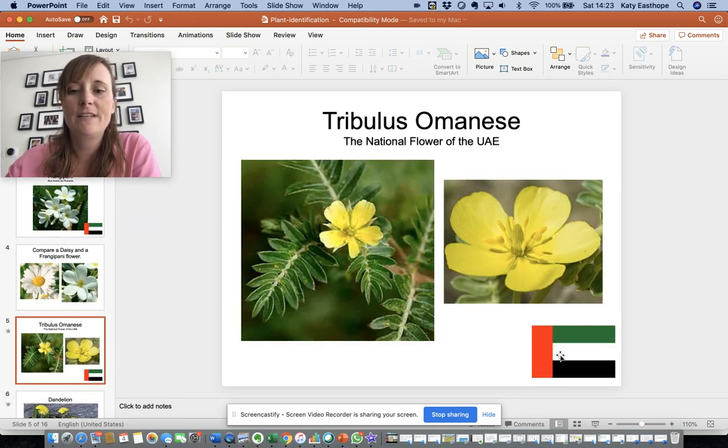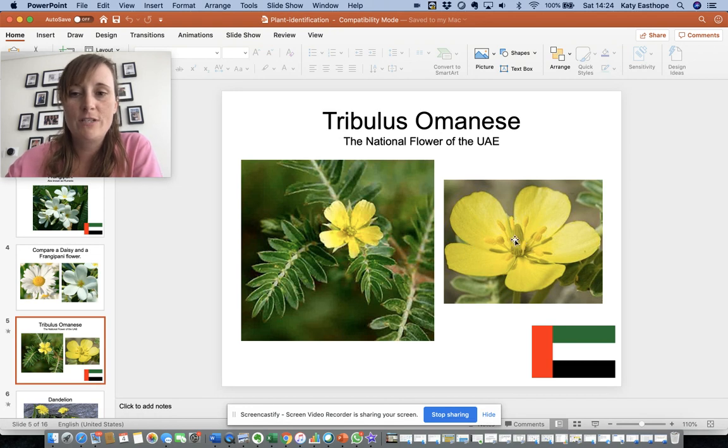Now this is another flower that you might see in the UAE, and this is actually the national flower of the UAE. Did you know that we had one? Well, we do. And it is a Tribulus Omanese. A Tribulus Omanese. And they are very small yellow flowers.